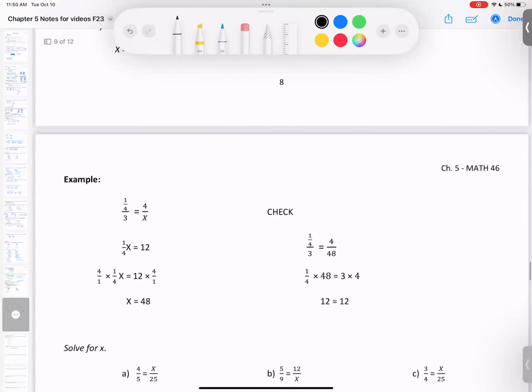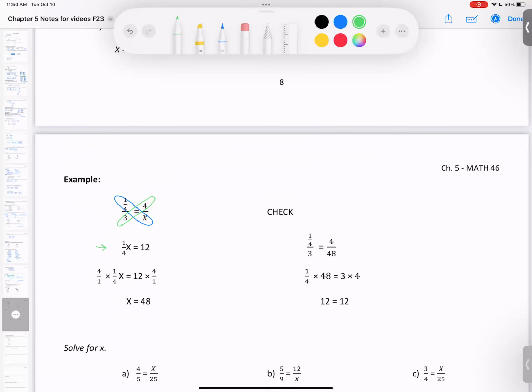Okay, here's another kind of tricky example. Here we've got 1/4 over 3 equals 4 over X. So I'm going to do the cross product method on this. Draw my X. And so what I get is right here, 1/4 X equals 12.